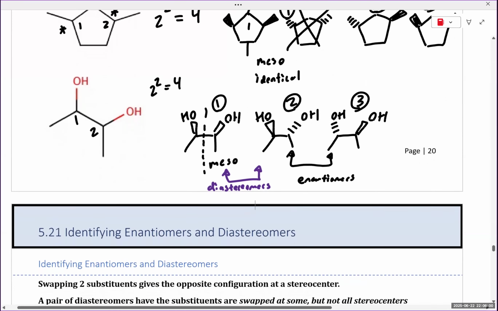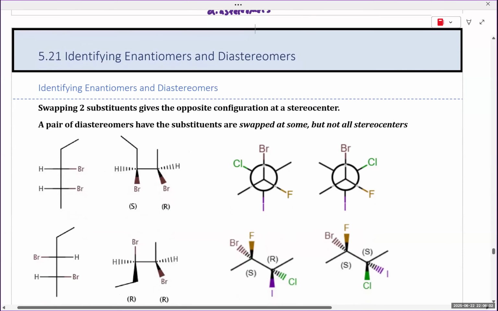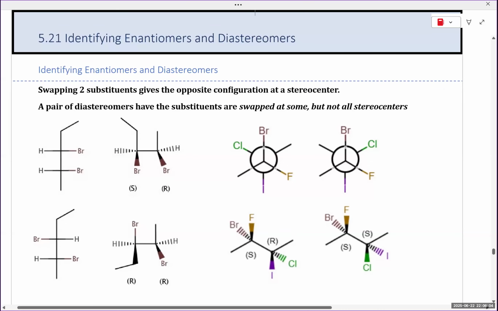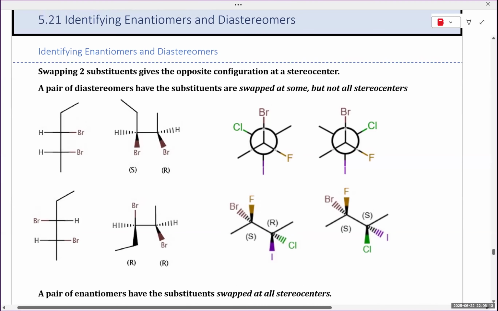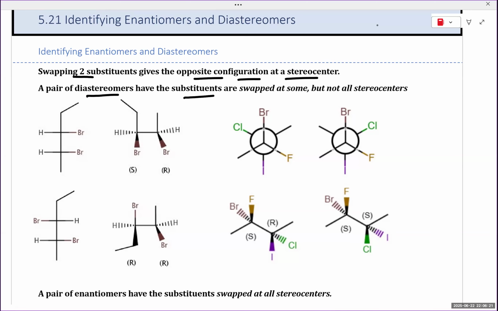Okay, let's talk now about identifying enantiomers and diastereomers. Let's talk about some more complicated cases and examples, and some tricks for them. Swapping two substituents gives the opposite configuration at a stereocenter. A pair of diastereomers will have the substituents swapped at some, but not all of these stereocenters.